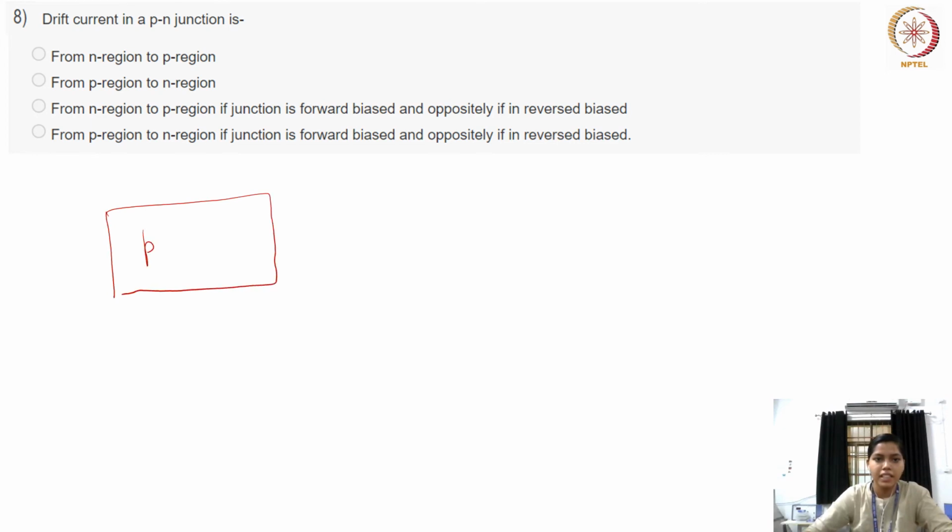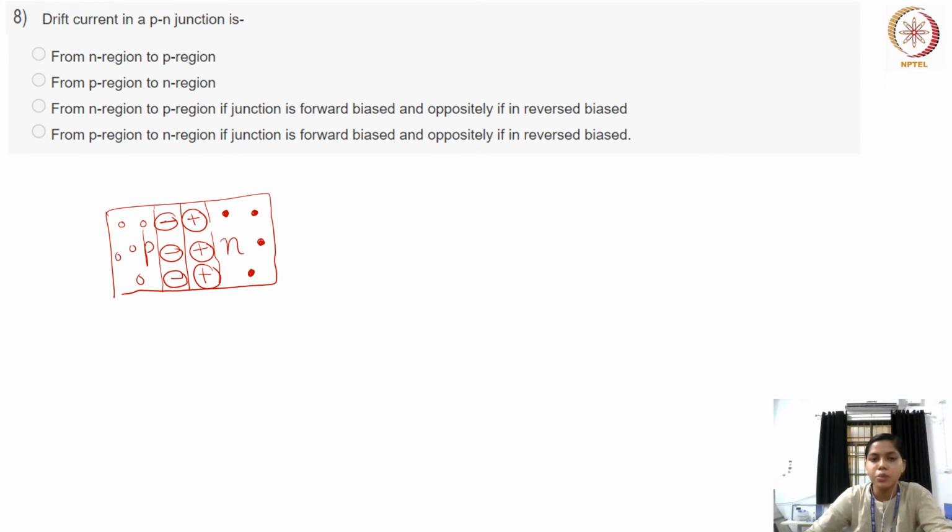So if this is my P side, this is my N side, as we have already discussed, when a PN junction is formed, the P side has holes as majority charge carriers, correct? And here on the N side I have electrons as the majority charge carriers. When this PN junction is formed, there will be negative immobile fixed ions on the P side and positive immobile ions on the N side, correct? Now my PN junction has formed.